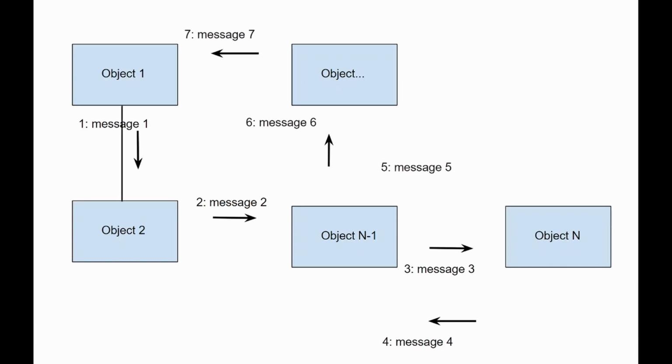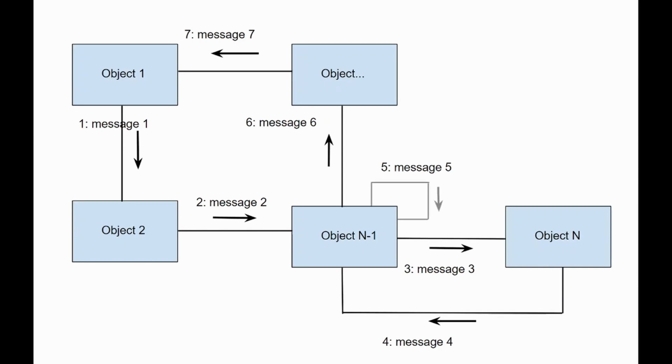Object 1 first sends message 1 to object 2. Object 2 in turn sends object n-1 a message 2, and so on. Messages that objects send to themselves are referred to as loops, for example message 5.